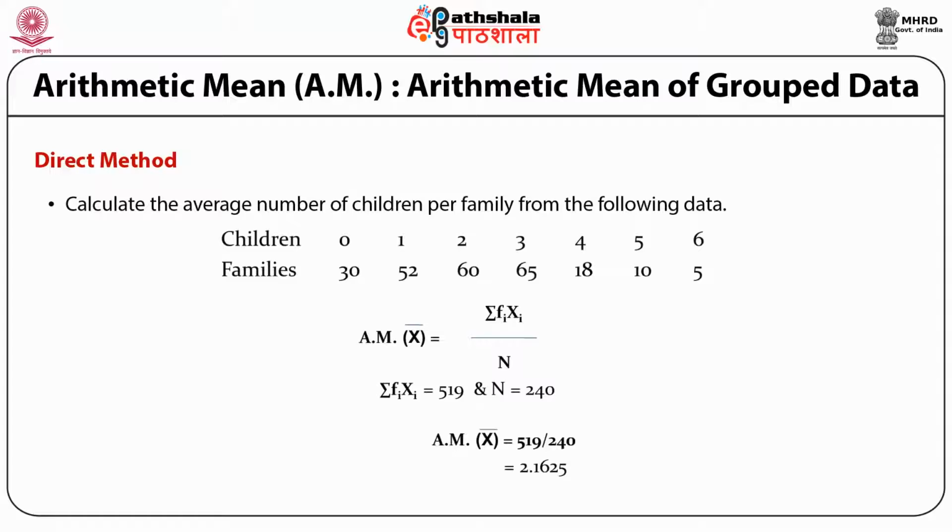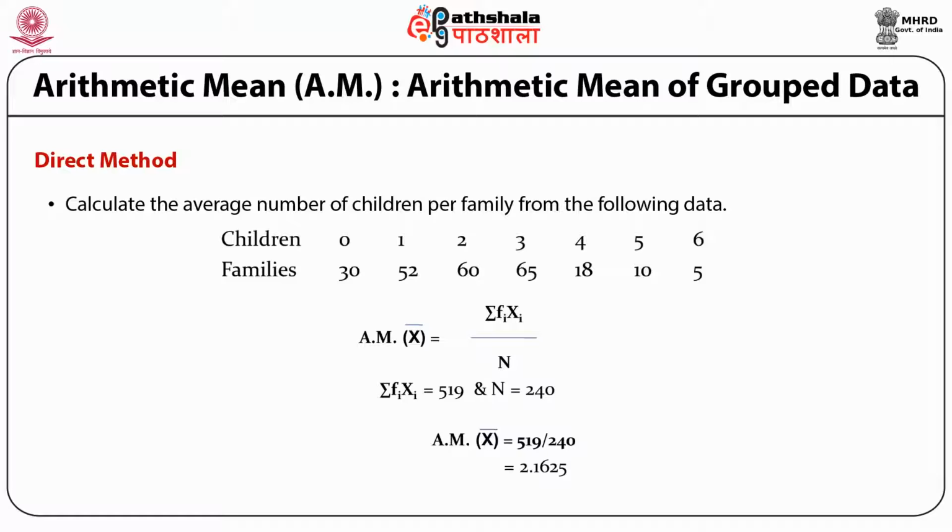Now let's explain this concept with the help of an example. Suppose we are trying to find out the average number of children per family in a particular area. Now when we go for survey, we find that there are 30 families which are having 0 children, 52 families having 1 child, 60 families having 2. This way, the frequencies are 30, 52, 60, 65 up to 5. And the value of x, in this case classes are not given, directly the values are given. So the value of x is 0, 1, 2 up to 6.